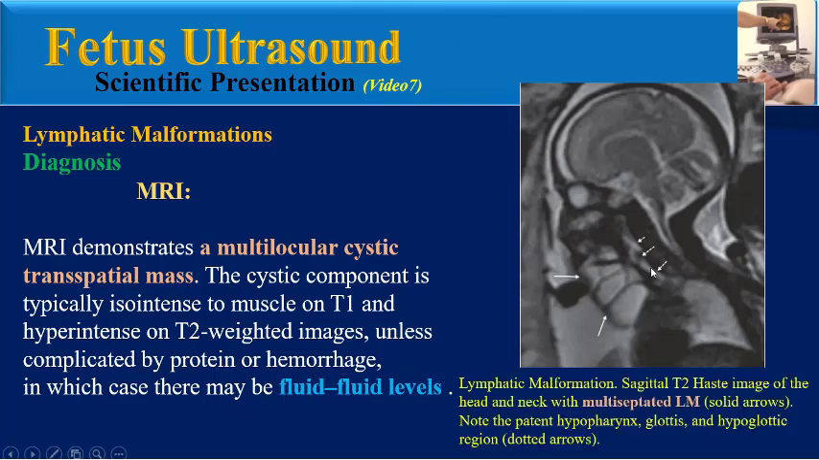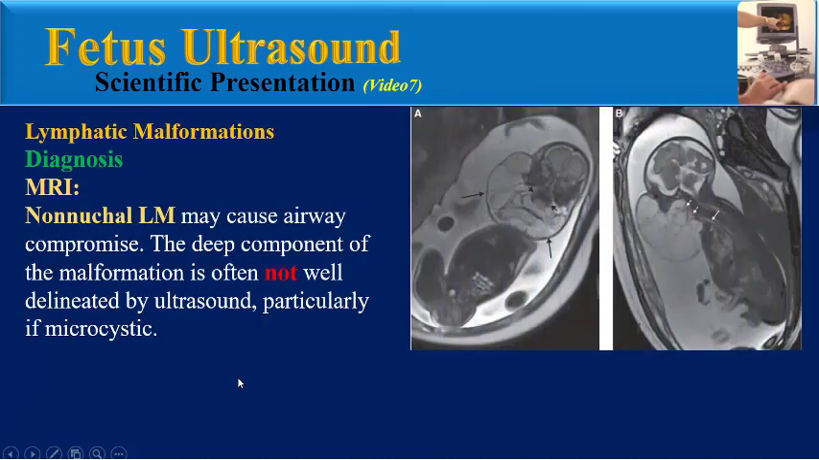As we can see in this sagittal T2 image, here is a multi-septated lymphatic malformation, which causes pressure effect on the airway, and we must pay attention here to the patent hypopharynx, glottis, and hypoglottic region. Non-nuchal lymphatic malformation may cause airway compromise.